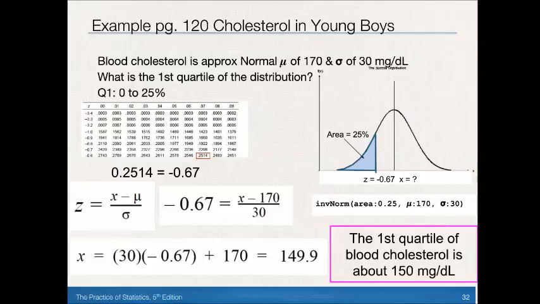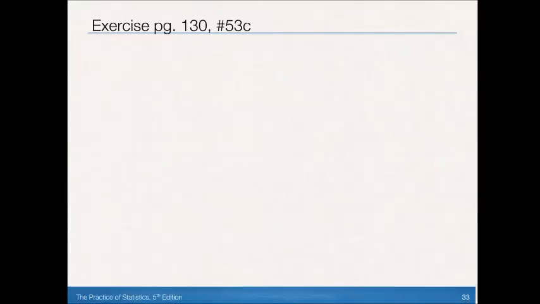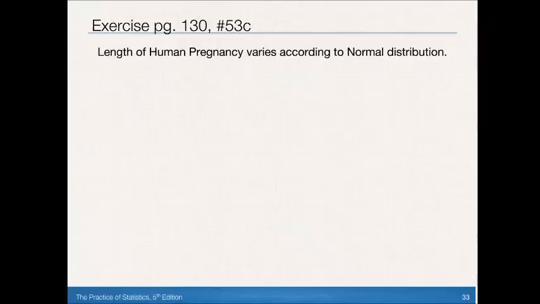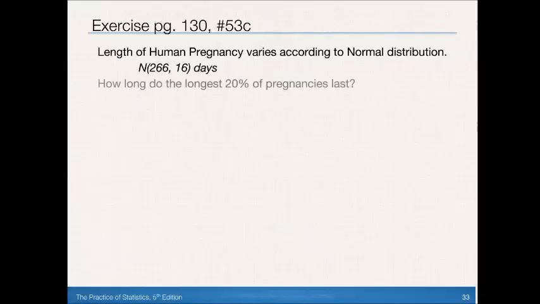Let's jump back to the exercise, page 130, and back to the pregnancy question, and do part C. The length of human pregnancy is normal, and so here's the data that we have. The question is, how long do the longest 20% of pregnancies last? They're the longest, so the top 20% of pregnancies. Okay, go ahead and pause and calculate that.